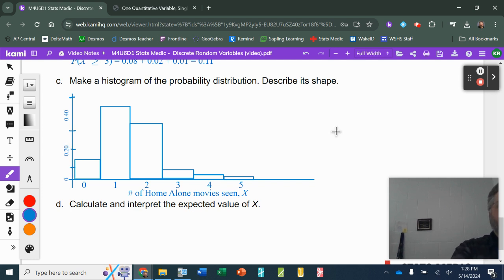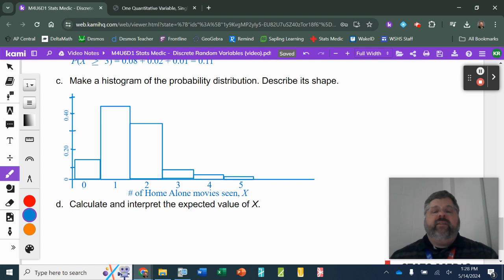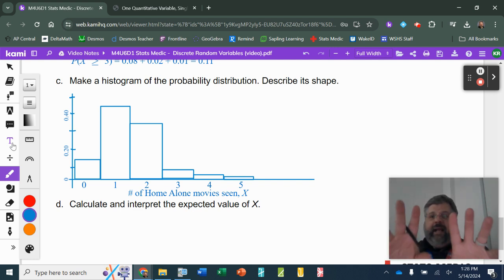I'm going to put some marks in there. That's bothering me that they don't have marks. There we go. Now it also says describe its shape. So remember, the shapes that we're going to look at are symmetric, skewed right, or skewed left. Symmetric means that my peak is roughly in the middle, and then the sides are roughly the same distance going out in either direction.